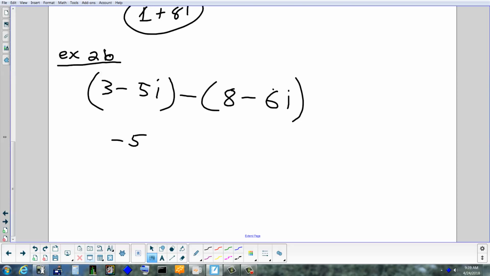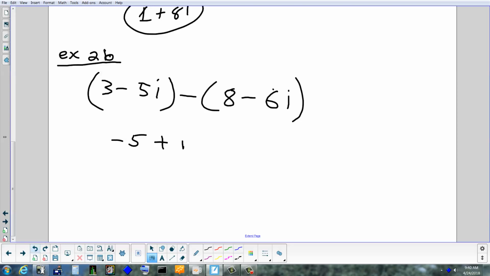So Cassandra, what would -5i minus -6i be? -11i. Careful. If you had this, I would agree with you. That would be -5 minus 6. But it's -5 minus -6. Plus 1i. So it's going to be turned into a plus. Yep. So -5 plus 6 is 1.